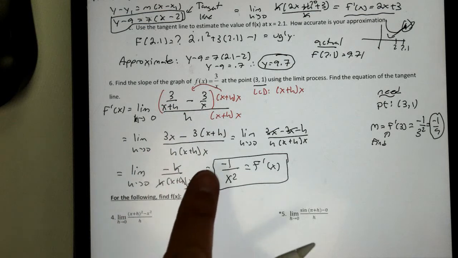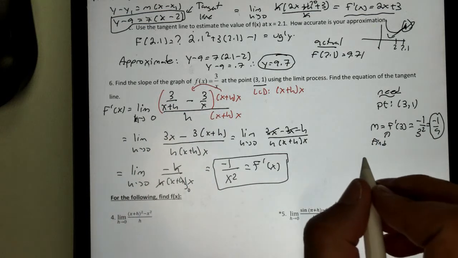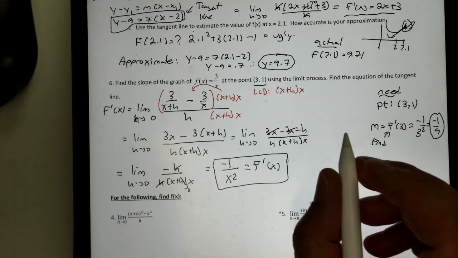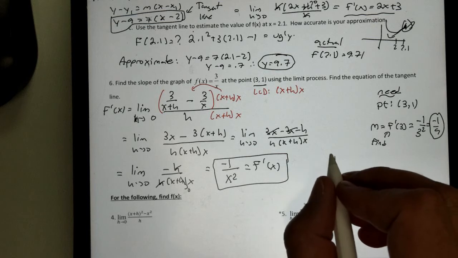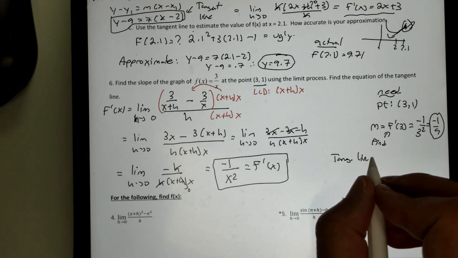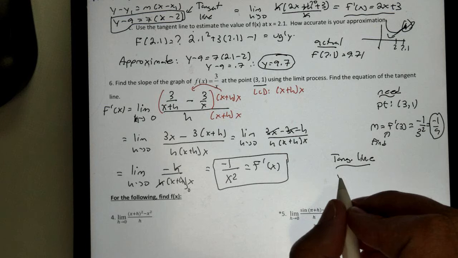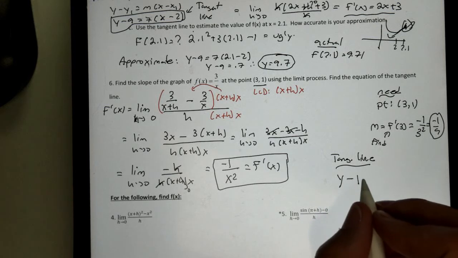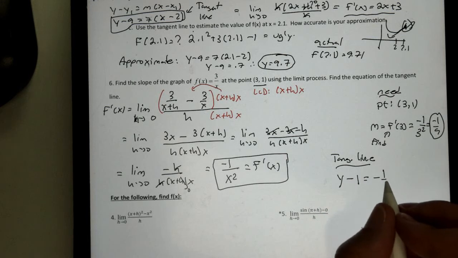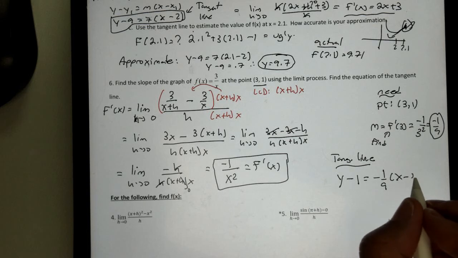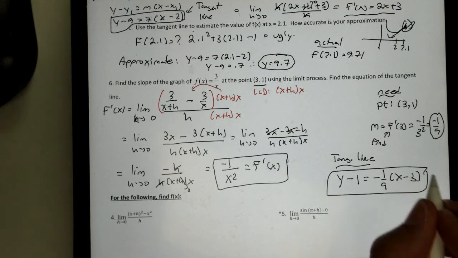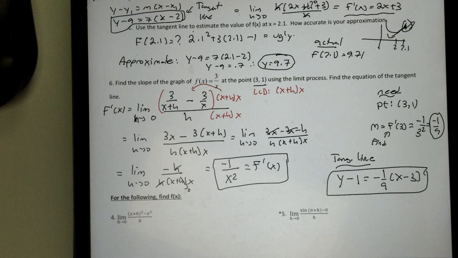Don't get lost in the algebra. But now my tangent line, we would go y minus 1 equals negative 1/3 times x minus 3. And there is our tangent line for you guys. Very easy to do. Look how much fun that is.